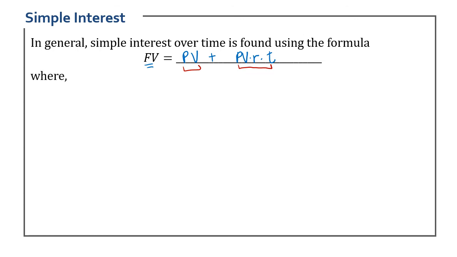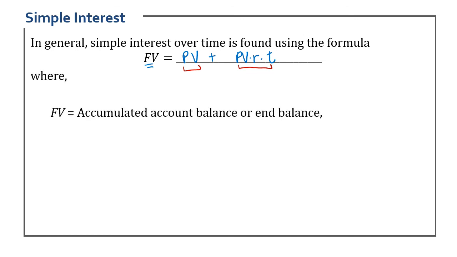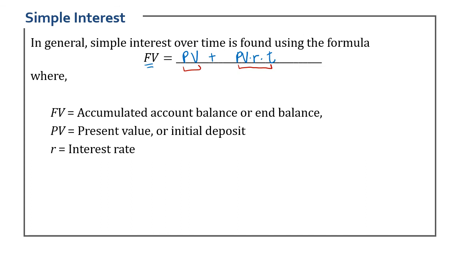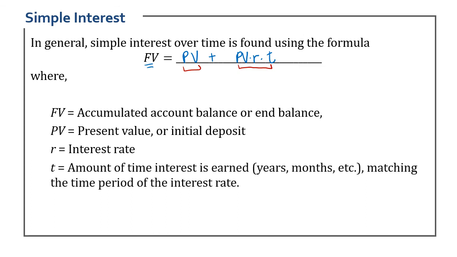Again, defining all these variables: FV is the accumulated account balance or the end balance. PV is the present value or initial deposit. R is the interest rate. T is the amount of time interest is earned in years, months, or etc., matching the time period of the interest rate.